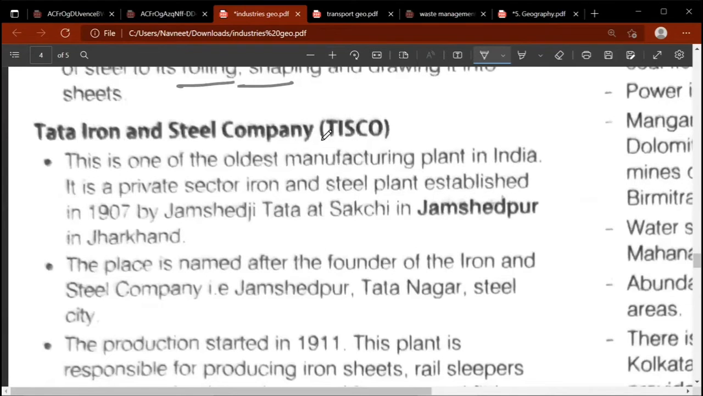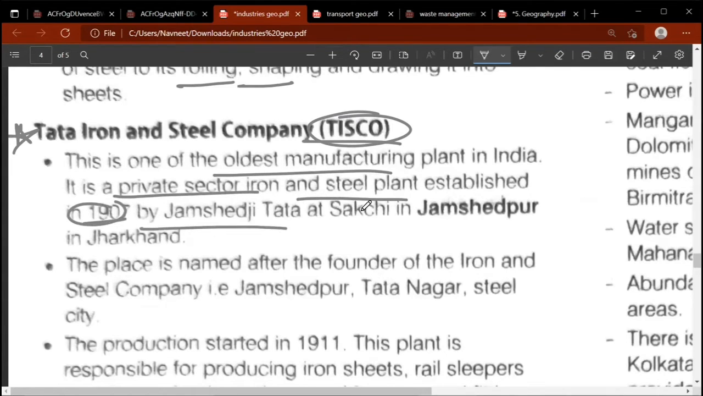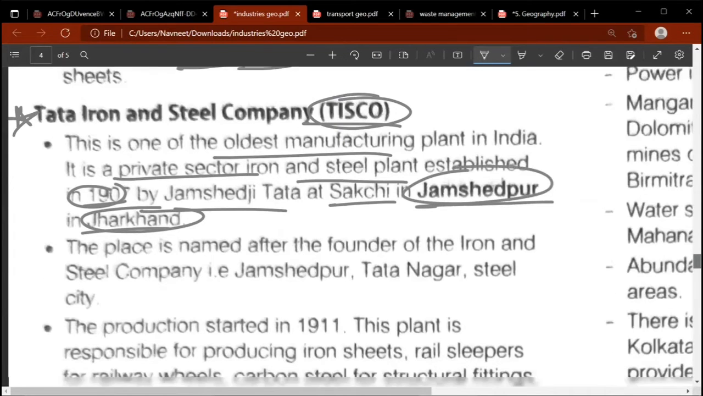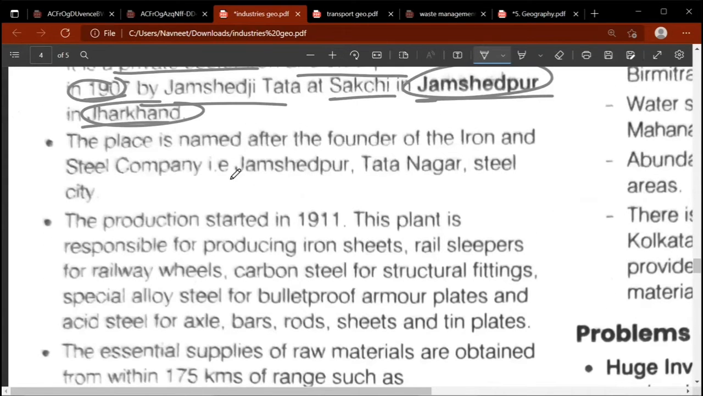Tata Iron and Steel Company, also known as TISCO, a short abbreviation of this factory. It is one of the oldest manufacturing plants in India. It is a private sector iron and steel plant established in 1907 by Jamshedji Tata at Sakchi in Jamshedpur in Jharkhand. Remember the state as well as the district. The place is named after the founder of the iron and steel company, that is Jamshedpur, Tata Nagar, Steel City.